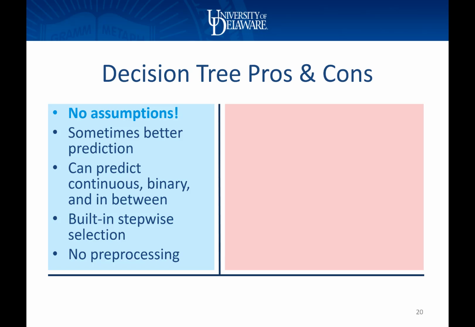So why would I ever use anything else? Why don't we focus in the entire class on decision trees instead of wasting our time with all of these other things that have assumptions and require us to consider stepwise selection, consider interaction terms? Well, it's because there's a really long list of cons associated with decision trees.